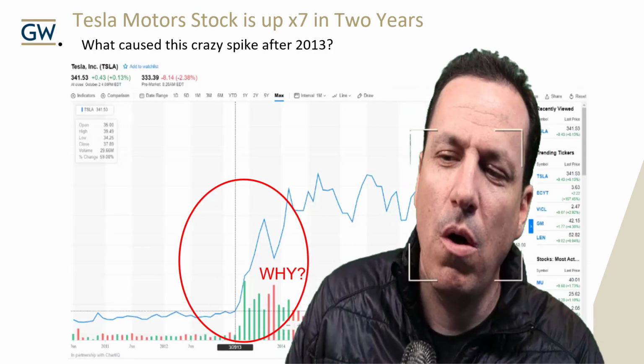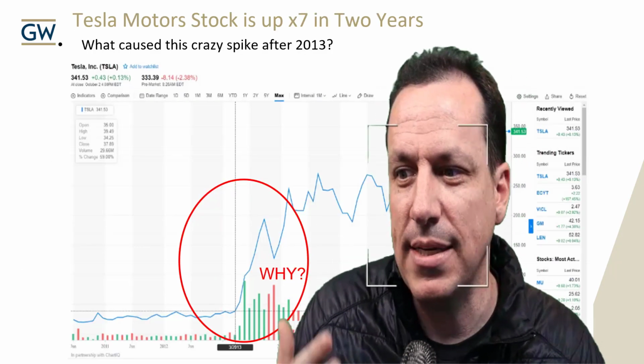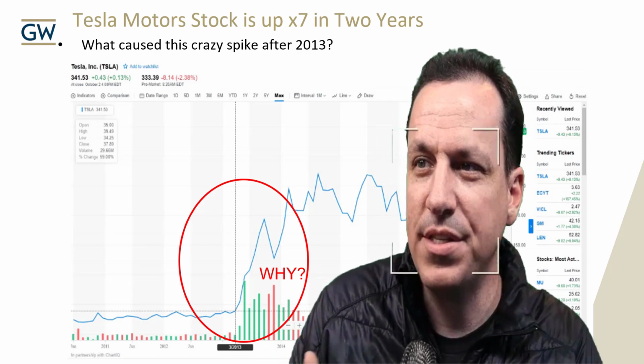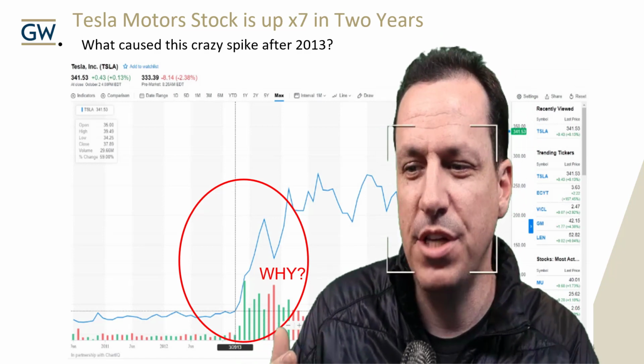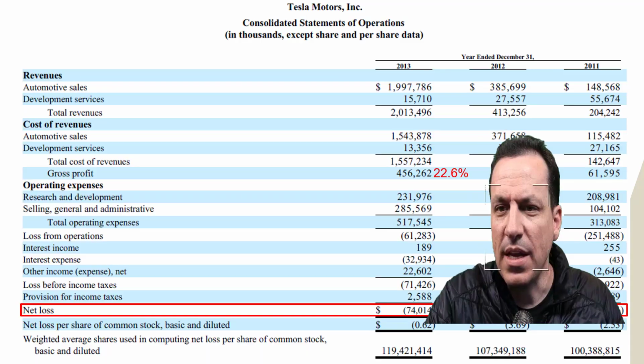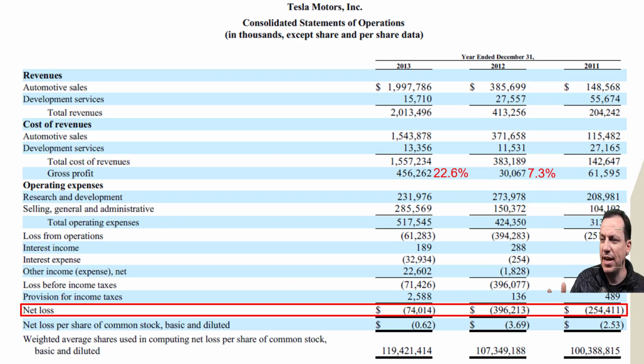And as you recall, we looked at the beginning of this class at Tesla and what caused this crazy spike after 2013. Why did it spike? Let's look at the income statement for Tesla first and do a little bit deeper dive. If you looked at 2012, they had this 7.3% margin. What I did, I took their gross profit. This is their consolidated statement of operations. This is the income statement.